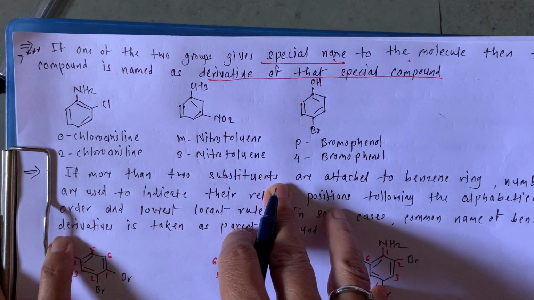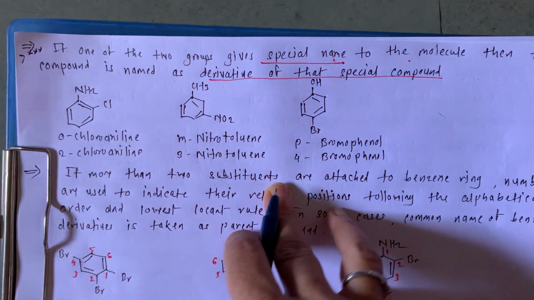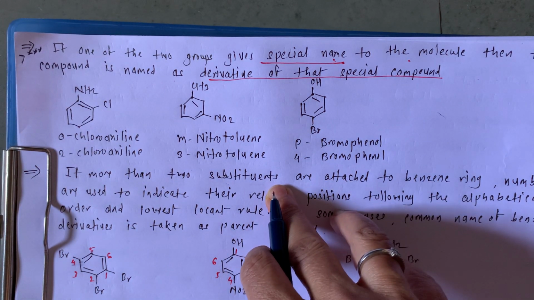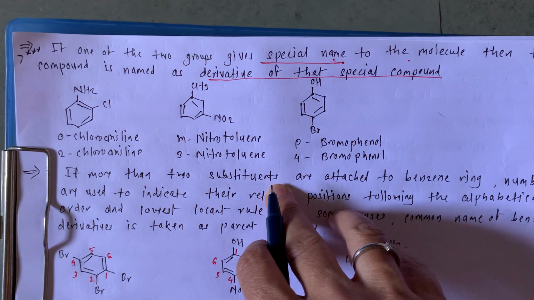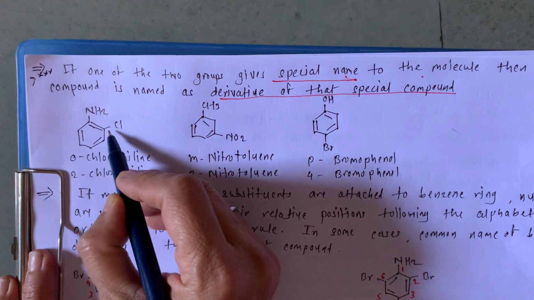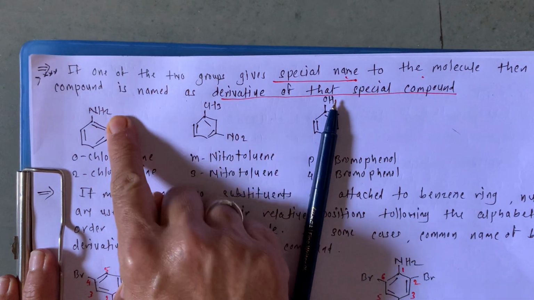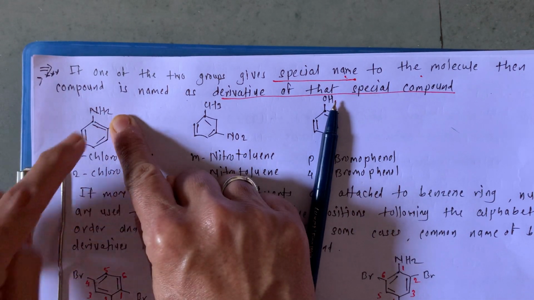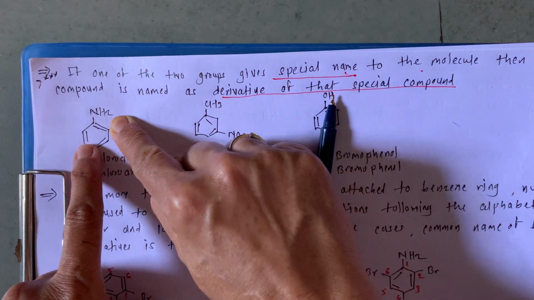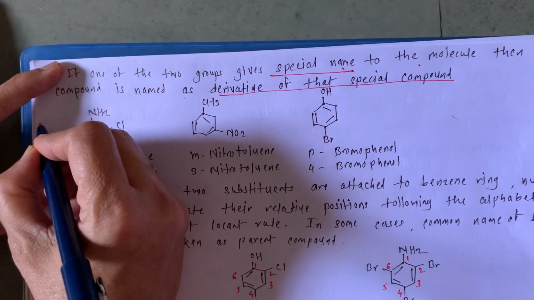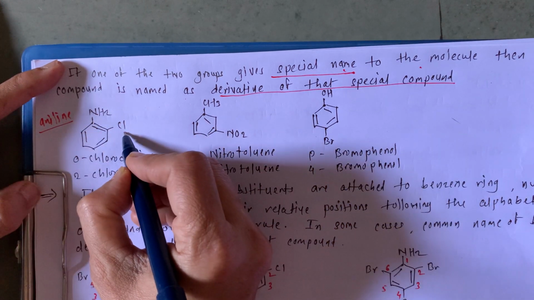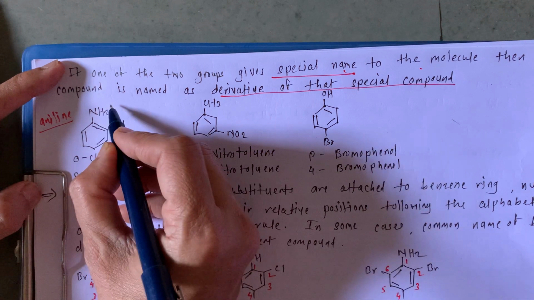Okay, up till now we are saying benzene, benzene, benzene. But now if they have some special name, then we have to mention that special name. So now here, see. What is this? Here it is NH2, here it is Cl. If I close this Cl, what is this? NH2 on benzene. It is known as aniline. And on this aniline, there is chlorine.